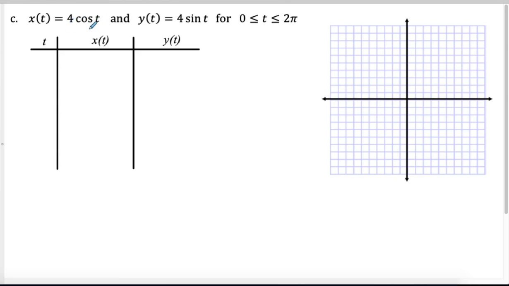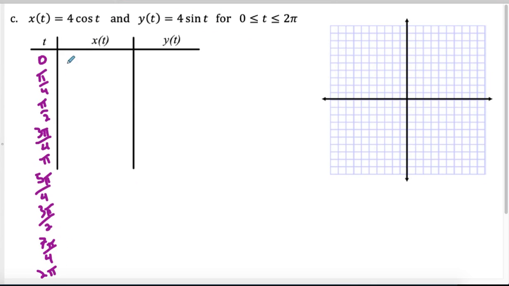So here we've got x is 4 times the cosine of t, and y is 4 times the sine of t. And our t values are going to go from 0 to 2 pi. Now, generally, when we have something like this, we would include all values on the unit circle, but for this, I'm going to just include select values. I'm going to go every multiple of pi over 4. So we'll go 0, pi over 4, pi over 2, 3 pi over 4, pi, 5 pi over 4, 6 pi over 4, or 3 pi over 2, 7 pi over 4, and 2 pi.